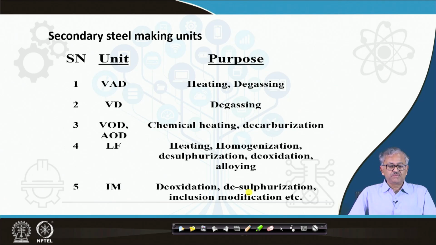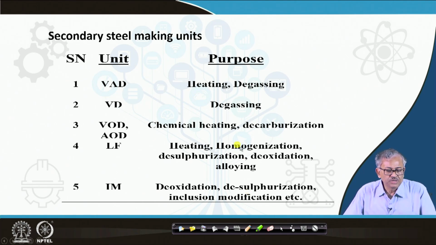But LF is used mostly for homogenization by gas stirring, then heating, and you can do desulfurization, deoxidation and alloying. But when you want to do it at a very sophisticated level, such as alloying, microalloying, deep deoxidation and very, very deep desulfurization, you can take the help of RH also. So those are the units that are available in secondary steelmaking.